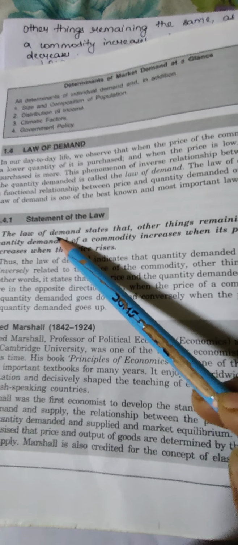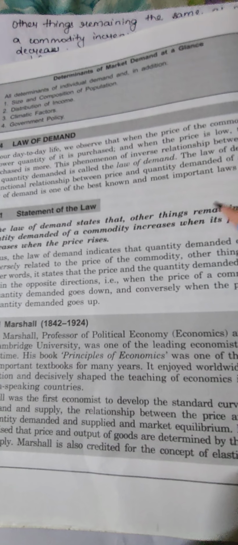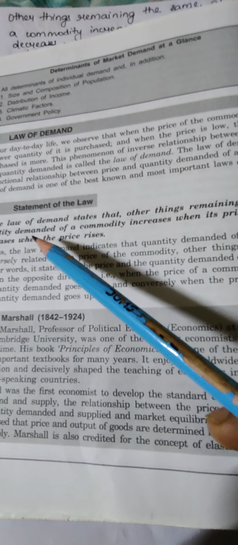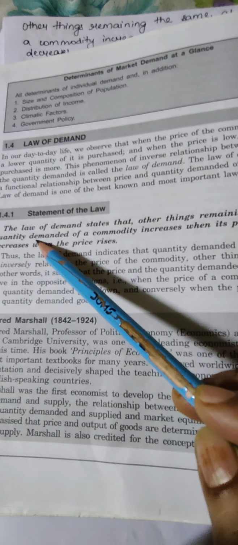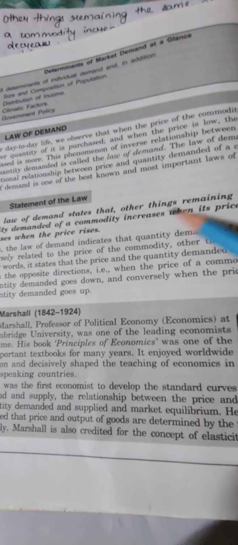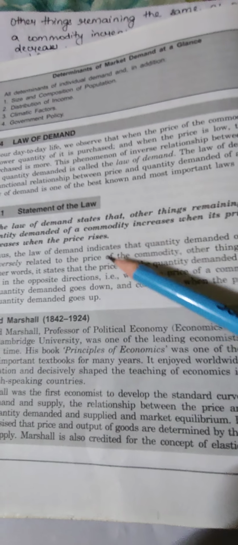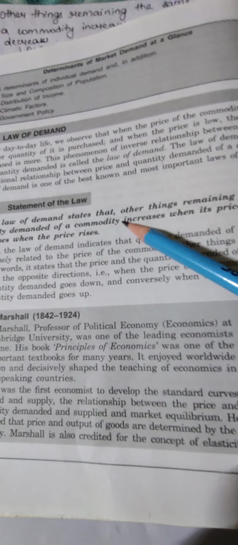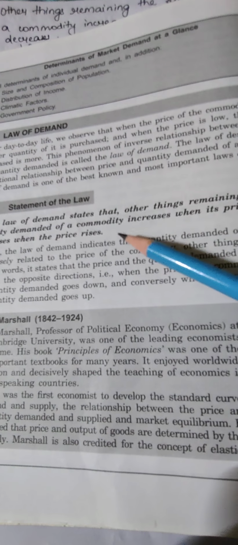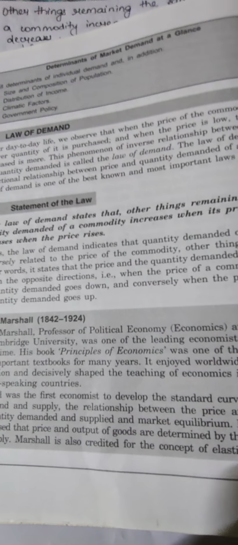So the law of demand states that other things remaining the same is an assumption. We keep other determinants of the quantity demanded as constant. So what we only see is that the quantity demanded changes when there is a change in the price of its own. When the price of a commodity increases, demand decreases; price decreases, demand increases. So there is an inverse relationship between the price and quantity demanded.